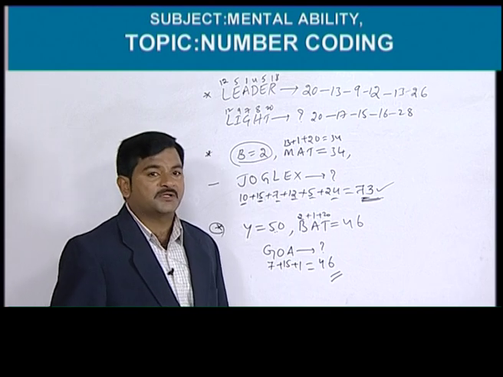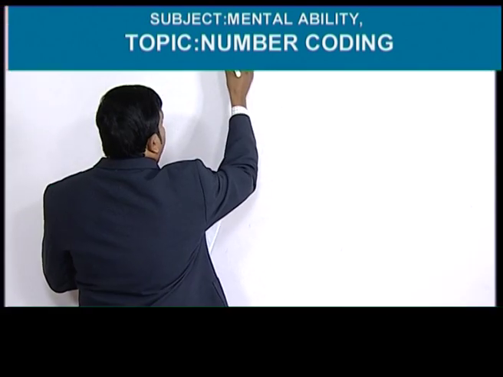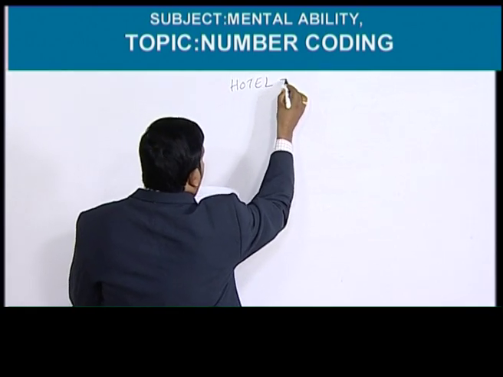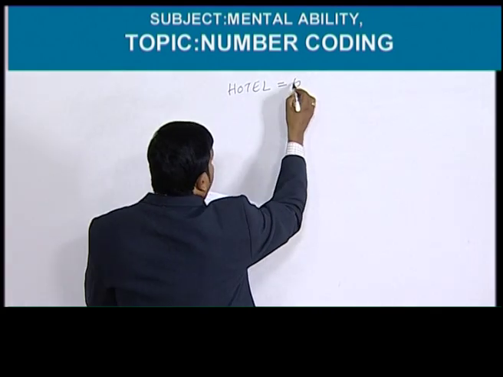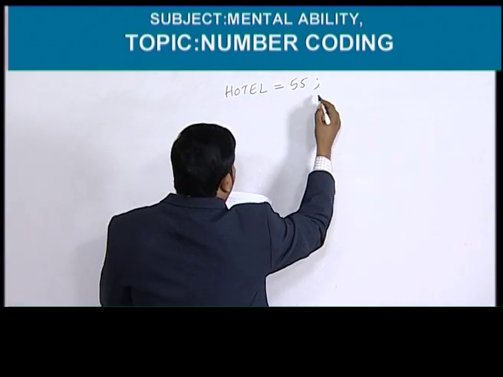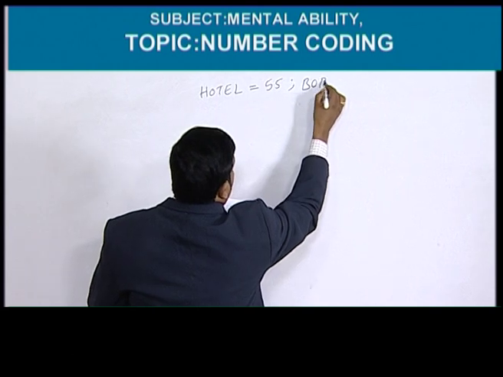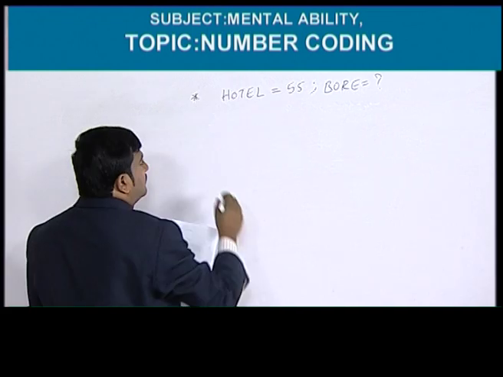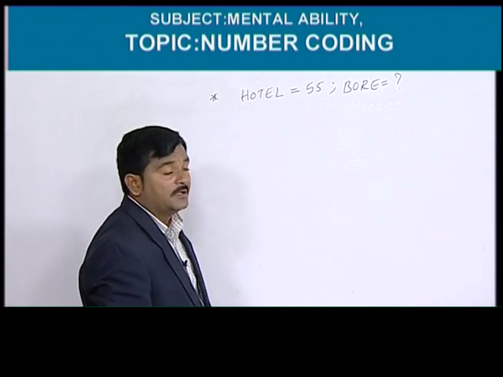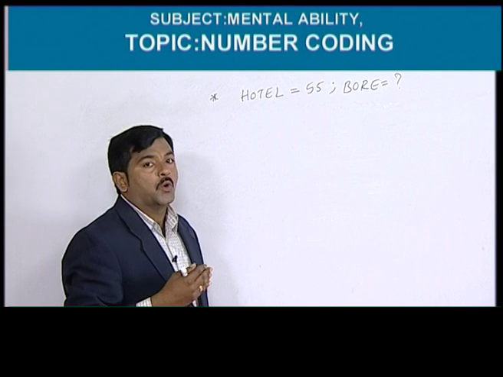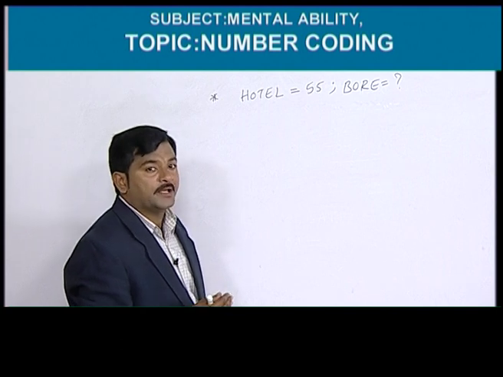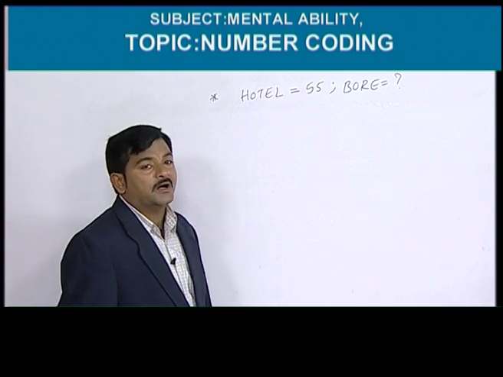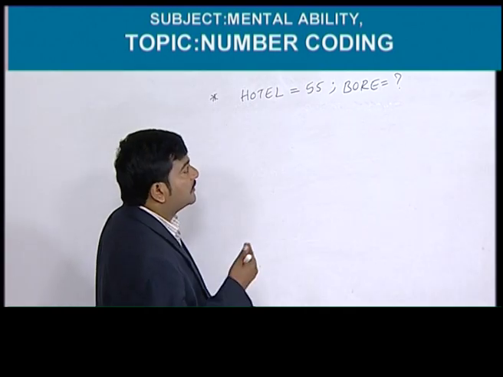We will discuss some other models. For example, in a certain code language, HOTEL, hotel is written as 55. Then what is the code for the given word BORE? He asked to find the code for the given word BORE. I repeat the question once again. In a certain code language, HOTEL is written as 55. Then what is the code for the given word BORE?